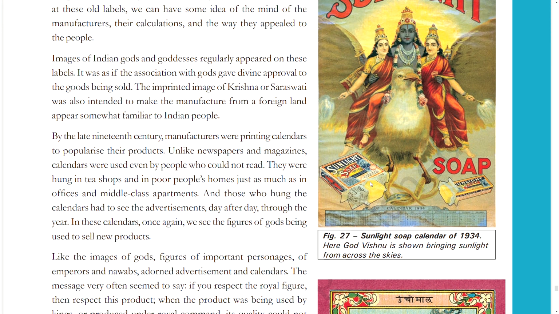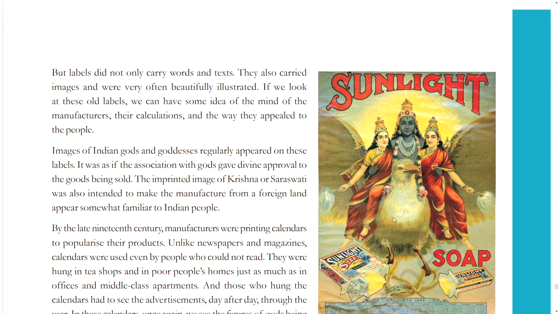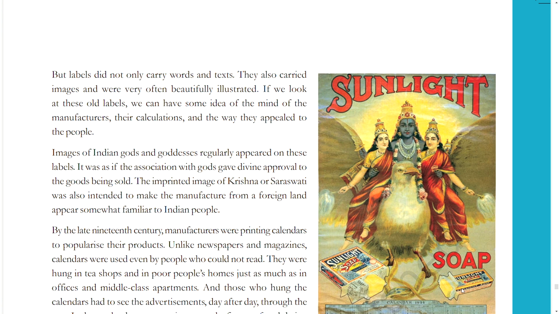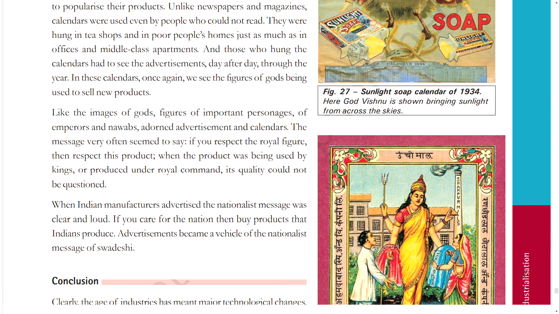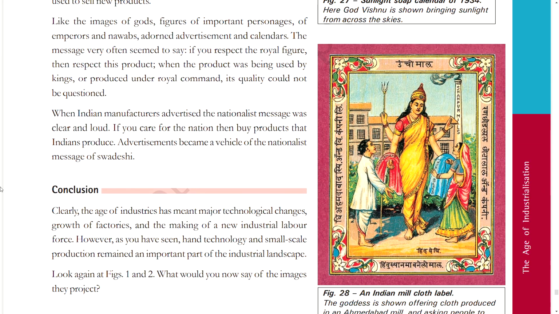Figure: Sunlight soap calendar of 1934. Here God Vishnu is shown bringing sunlight from across the skies. Sunlight soap. Like the images of gods, figures of important personages, emperors and nawabs, adorned advertisements and calendars.